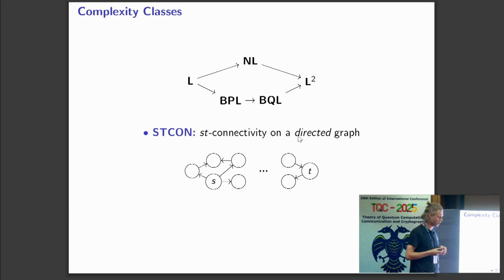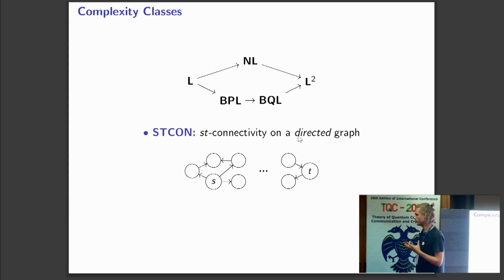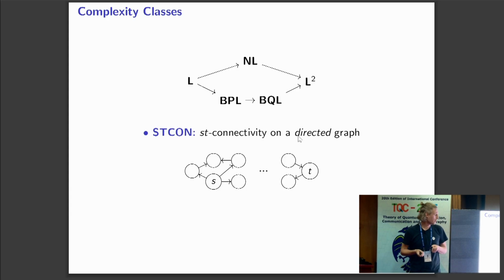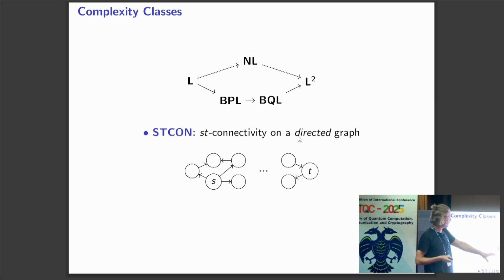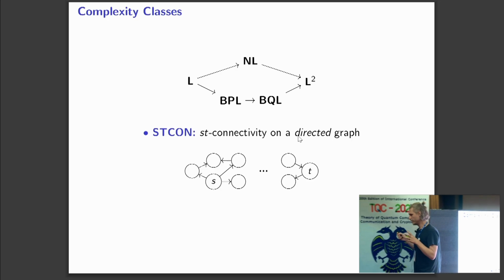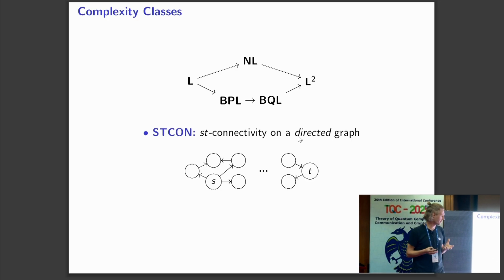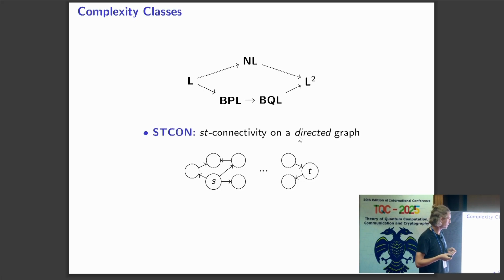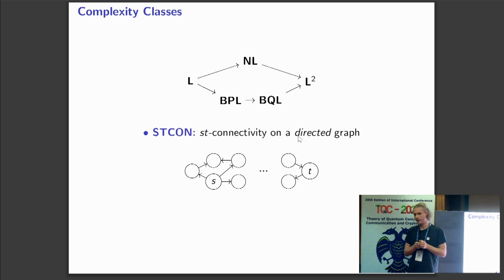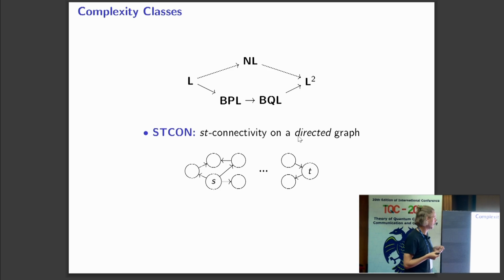Let's talk about problems that we can solve in these different models. Okay, and when we leave BQL out of this picture for a second, we talk about L, NL, L squared, BPL, then a very typical way of approaching these complexity classes or characterizing them is through ST connectivity. Okay, so for STCon, you imagine that there's some directed graph written on the input tape. There's some vertex S, some vertex T, and we're asked the question whether S is connected to T in this directed graph, okay?